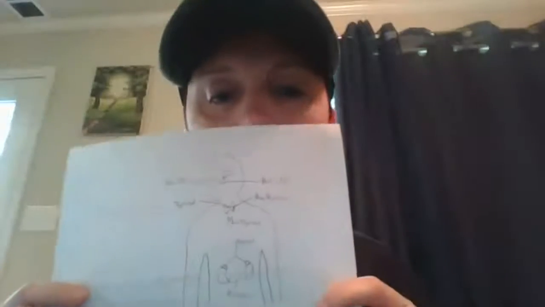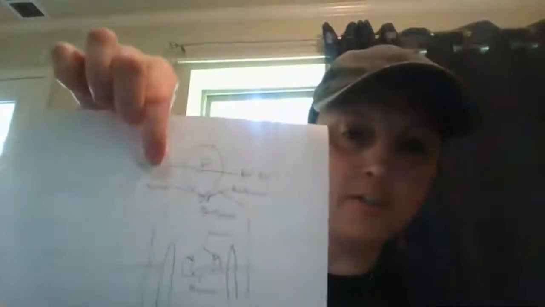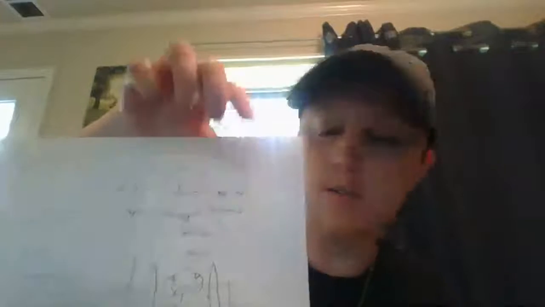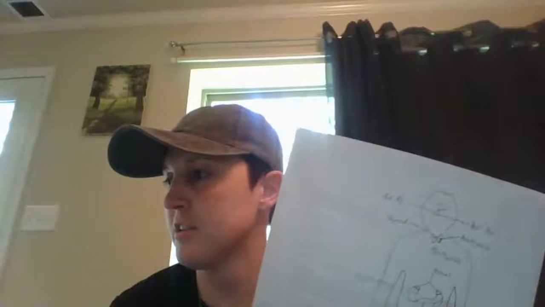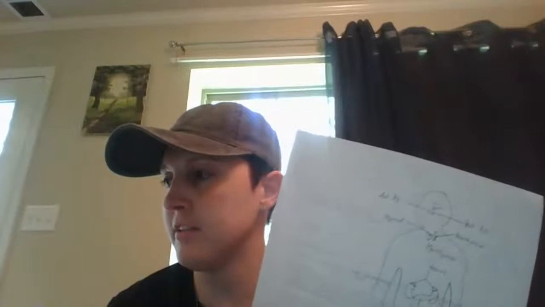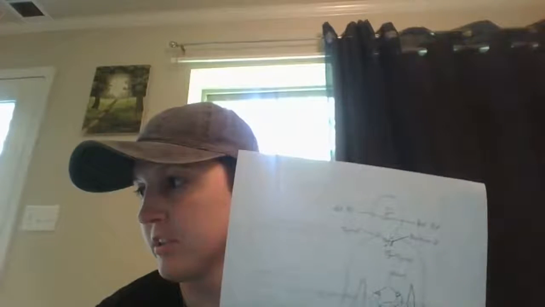So here we have the pituitary, anterior here in the front and posterior here in the back. The anterior pituitary makes 6 hormones. It makes FSH, LH, TSH, ACTH, prolactin, and the growth hormone. The function of prolactin is to stimulate milk production in women after childbirth.